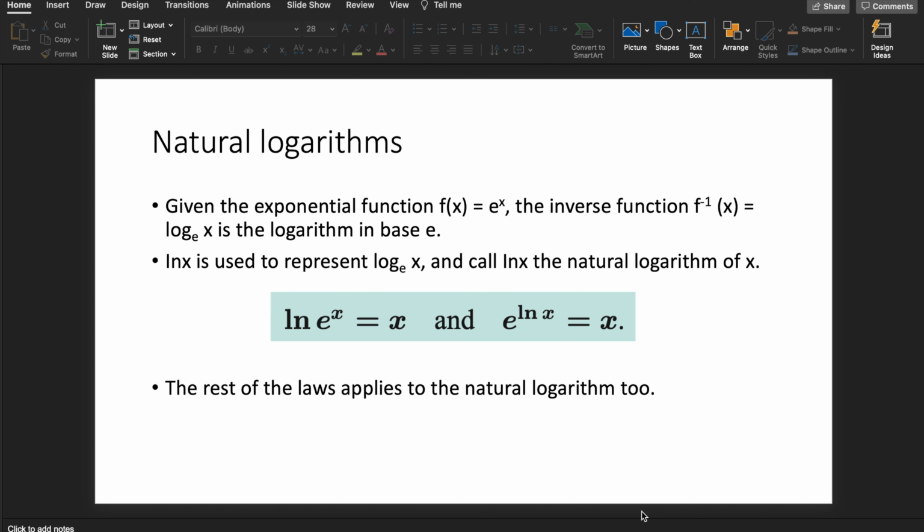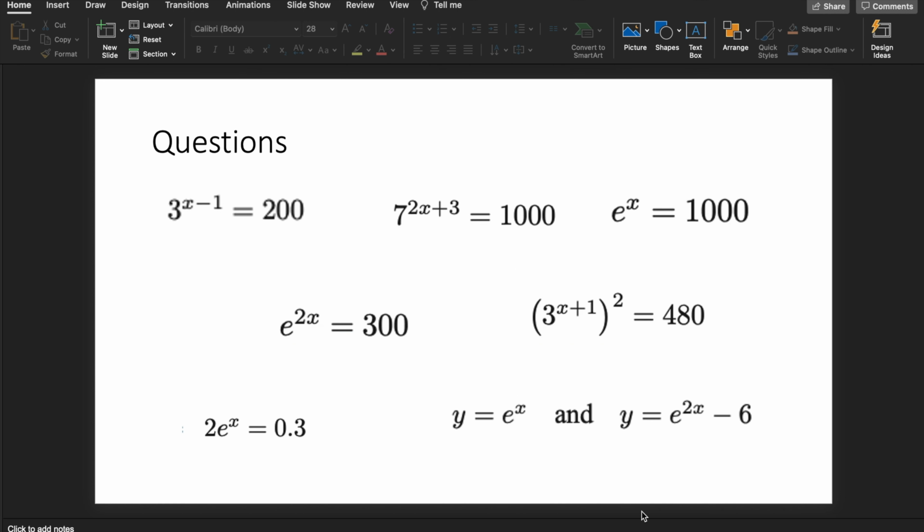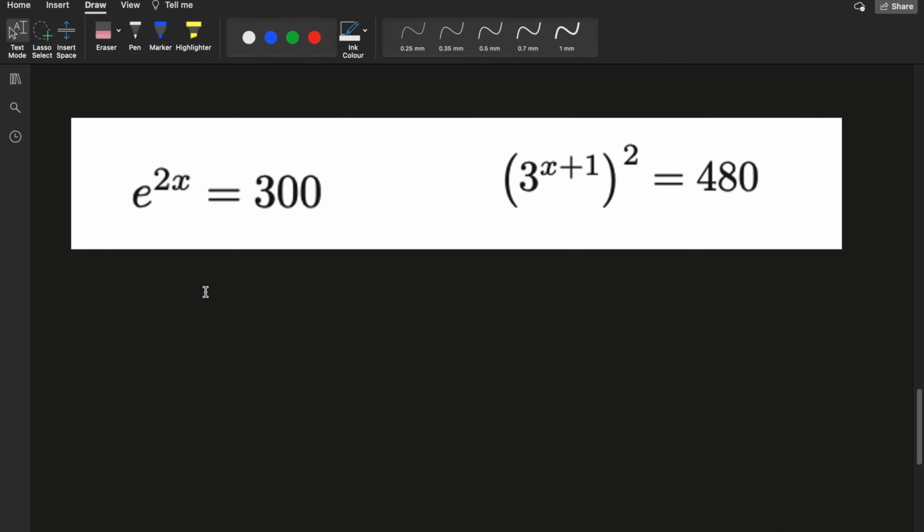I don't think I'll have to really explain this because we've already done this in terms of base 10 and base a. But instead of base 10 or base a, we're writing it in base e, where e is a constant, just like pi. So ln x is used to represent log x base e, and we often call it the natural log of x. All of the laws that we have learned before will apply to the natural logarithm too. We won't be doing any problems solely based on this, but let's look at all the problems combined. Okay, so let's just start.